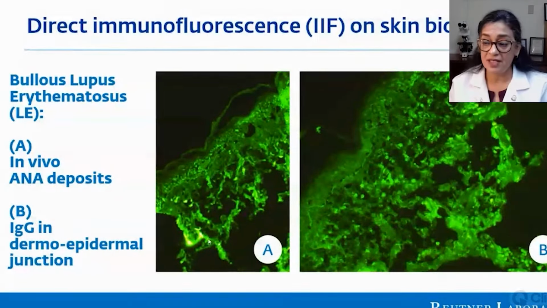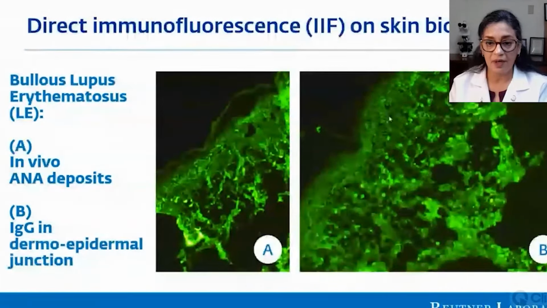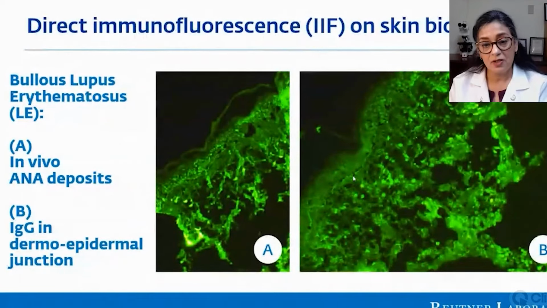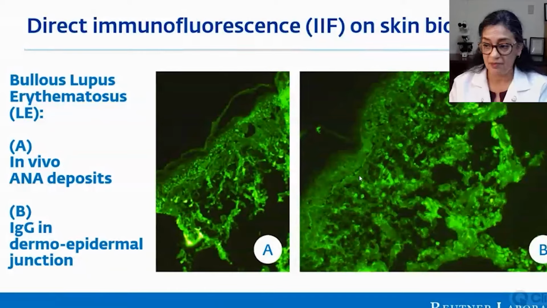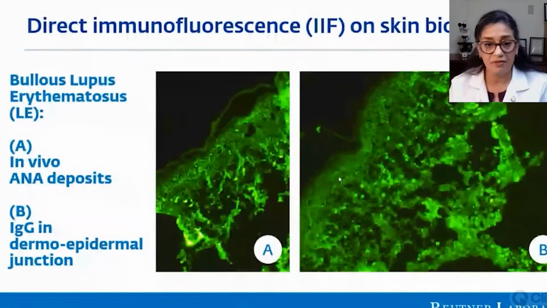Sometimes deposits in areas other than the dermal-epidermal junction can be observed. In this case, we see in vivo ANA deposits in the epidermis, along with weak positive BMZ deposits. So such findings may point to a diagnosis of bullous lupus erythematosus. However, tests for type 7 collagen antibodies and clinical correlation are indicated to determine or confirm this diagnosis.